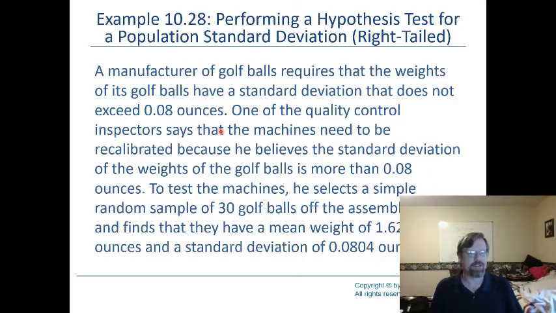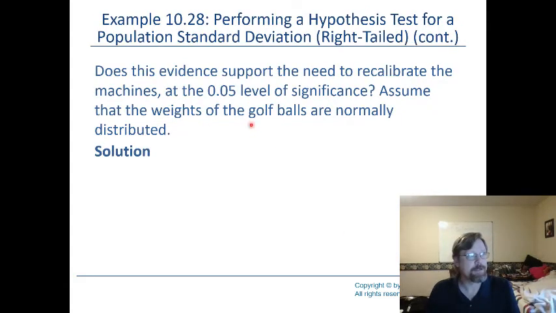So he selects a simple random sample of 30 golf balls, gets the mean weight and their standard deviation, and he gets a larger standard deviation. But is that large enough to be relevant? Do the machines need to be recalibrated? At the 0.05 level of significance, and assuming the weight is normally distributed.